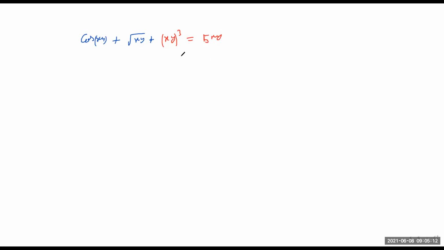So now we have one big term. I'll write z equals the first term cos xy, plus root of xy, which is 1 by 2, plus x cube y cube, minus 5xy. Because we have brought everything on the left side and we have called it as z. So we have terms like x and y, x and y, x and y.